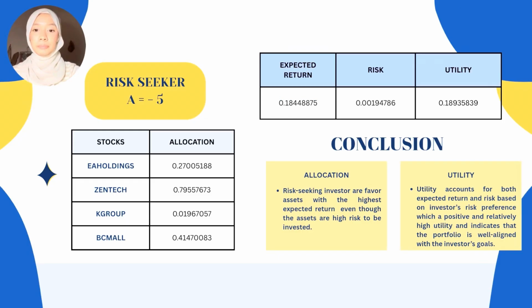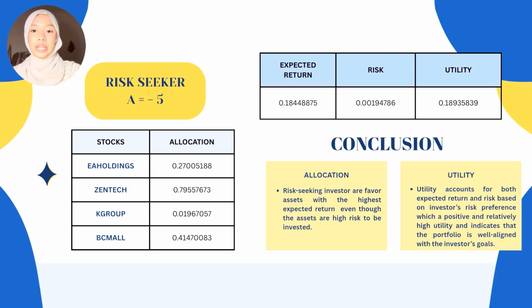Now, I will explain the portfolio for a risk seeker investor, whose risk aversion value is -5. This type of investor is willing to take big risks for a chance of high returns or high profits. That's why the portfolio is very aggressive, with 150% in risky assets and -50% in risk-free assets, meaning that the investor borrows more money to invest even more.